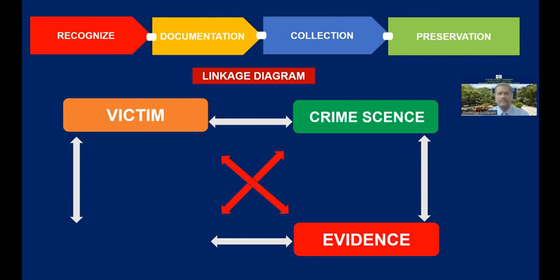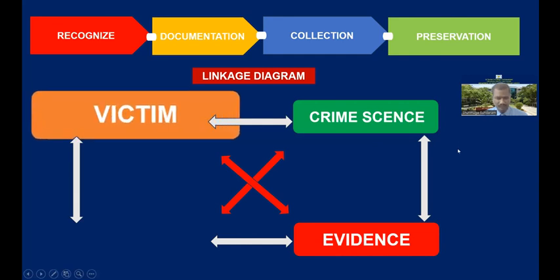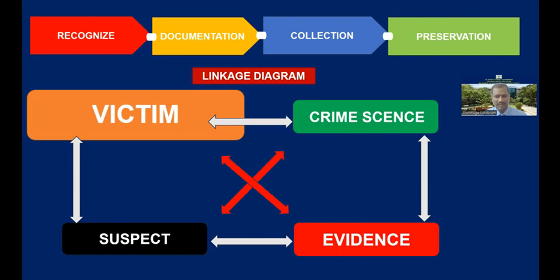Based on that, there is a linkage diagram here. Starting from the victim, the victim may or may not be available at the crime scene. So the victim is one of the important sources we can understand at the crime scene. The victim is linked with the crime scene, and based on the victim and the crime scene, we can identify and recognize the evidence. And once we collect the evidence, we can look at the suspect.